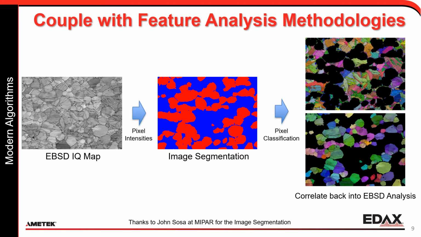Another idea is to couple EBSD with feature analysis methodologies, which are well advanced over the years, but haven't really been married together as well as they should. We have the idea, in this example, of just an EBSD IQ map. And using some image segmentation tools, we're able to separate the two different phases from each other, which EBSD has a hard time differentiating, but we're able to tell from the morphology. And so then we use that image segmentation to classify the individual orientation measurements in our scan grid.